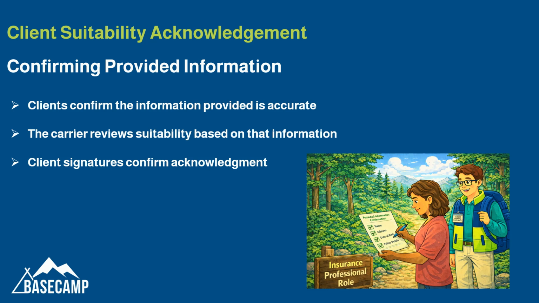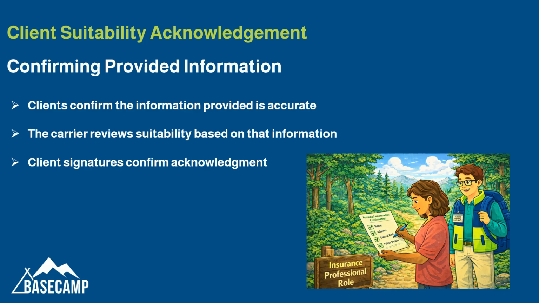As the application process continues, you may also see a section called the Client Suitability Acknowledgement. This part of the application allows the client to confirm that the information provided throughout the form is accurate to the best of their knowledge. As the slide highlights, the carrier relies on the information documented in the application when reviewing the case. That includes details related to the client's financial background, objectives, and other responses that were recorded during the suitability questions earlier in the process. By signing this section, the client is acknowledging that the information provided reflects their understanding of their financial situation and the retirement strategy that was discussed.